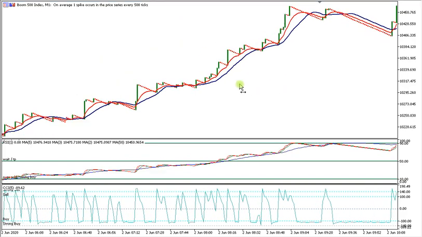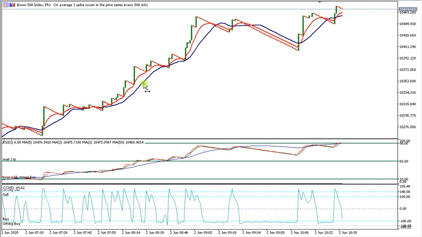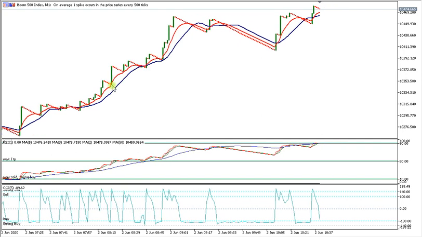The setup we have for Crash and Boom and these other indices. So now I'll try to show you how you can actually use this same setup for Crash and Boom.